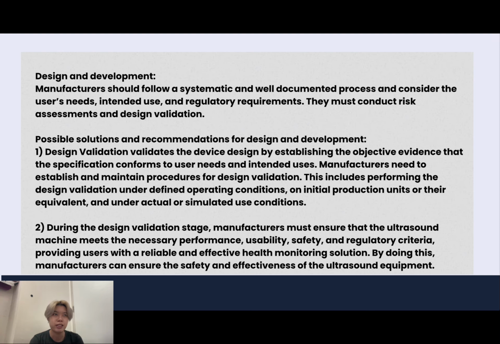Manufacturers need to establish and maintain procedures for design validation. This includes performing the design validation under defined operating conditions, on initial production units or their equivalent, and under actual or simulated use conditions. During the design validation stage, manufacturers must ensure that the ultrasound machine meets the necessary performance, usability, safety, and regulatory criteria, providing users with a reliable and effective health monitoring solution. By doing this, manufacturers can ensure the safety and effectiveness of the ultrasound equipment.